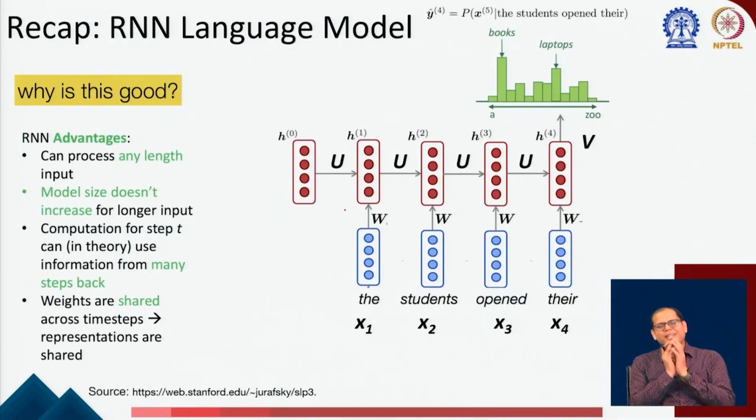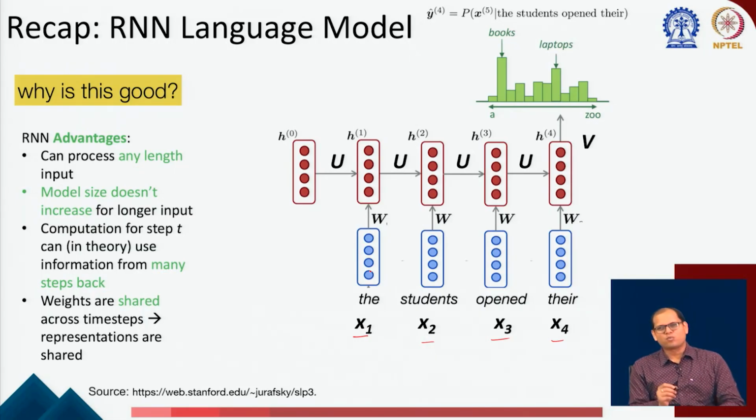Now, just a quick recap. What did we discuss about recurrent neural networks in language modeling? You have some input that you are feeding into the model. Suppose these are the embeddings of the words, x1, x2, x3, x4. They denote the embeddings of the input words in the sequence.